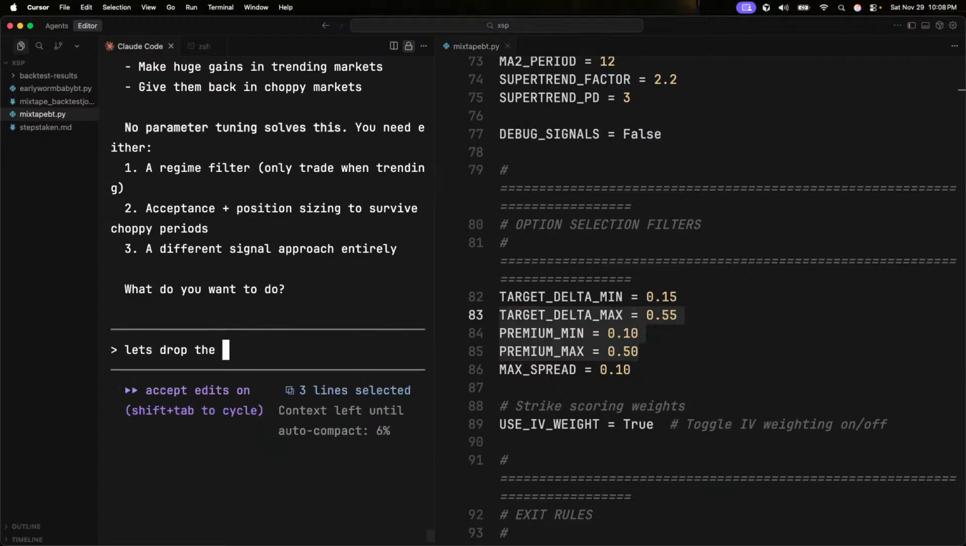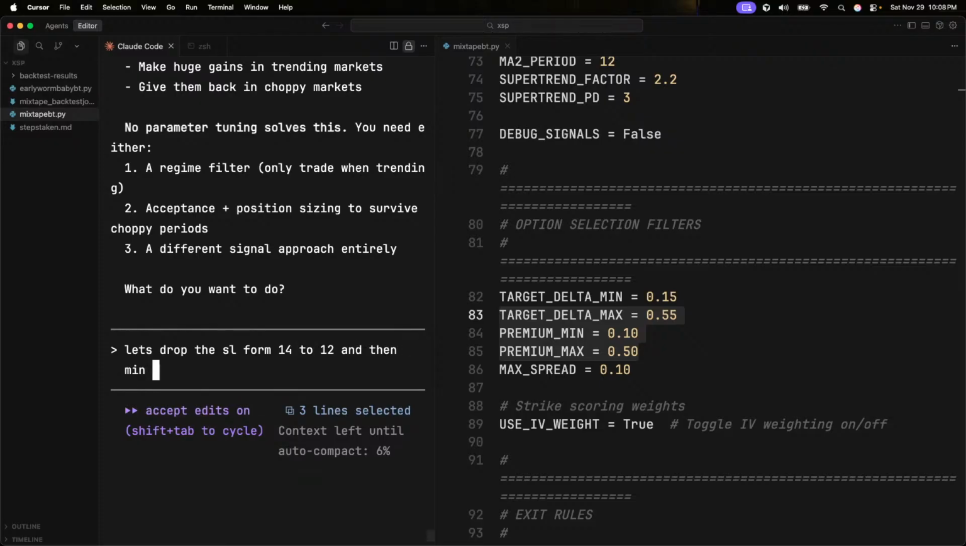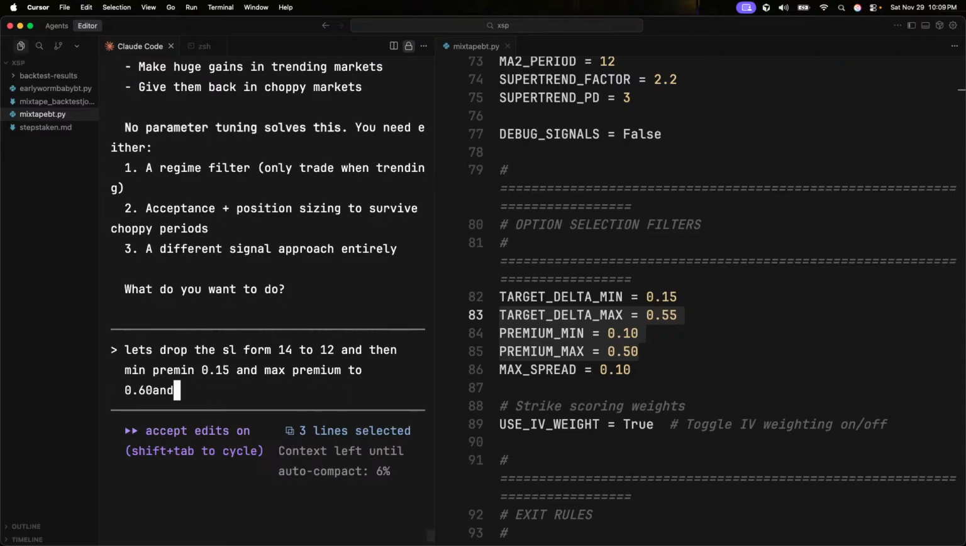Let's drop the stop loss from 14 to 12, and then the min premium to 0.15, and then the max premium to 0.70. No, 60. Let me keep it at 60. Yep. And keep everything else the same.